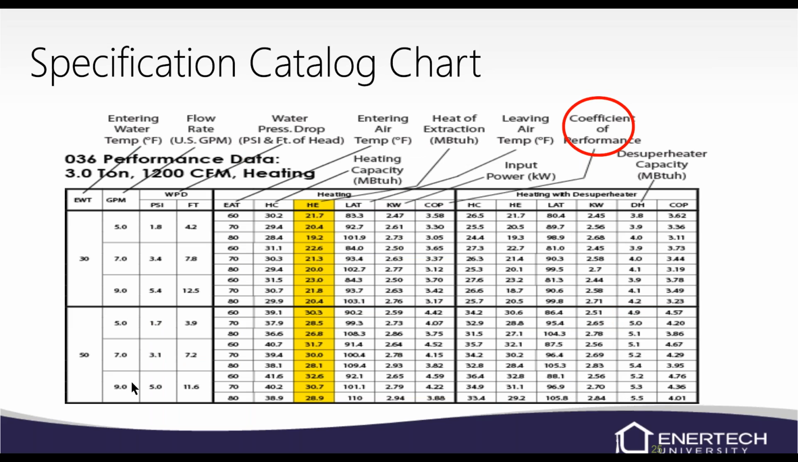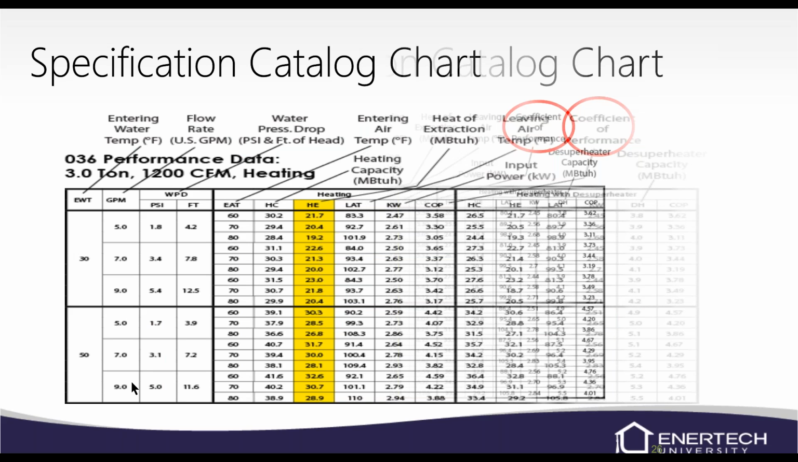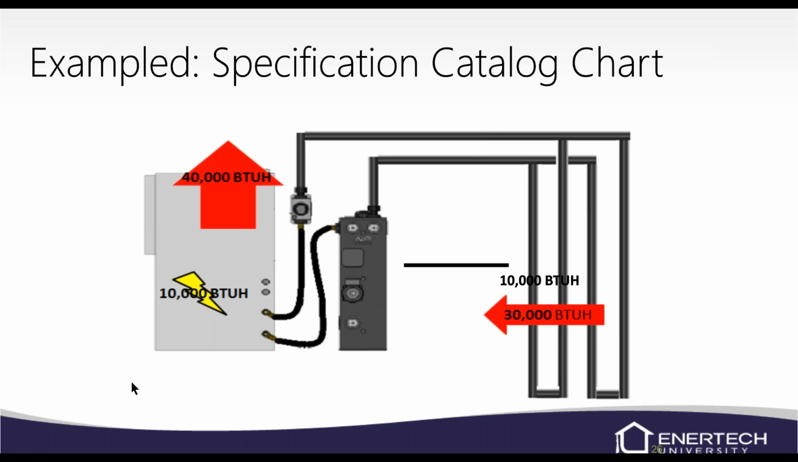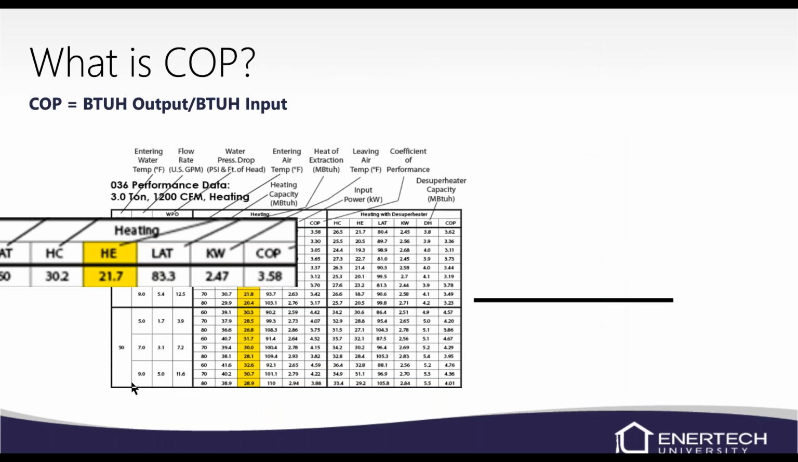COP is how efficient the unit is, coefficient of performance. And that's basically energy delivered divided by energy supplied. So we're delivering 40,000 BTUs, and we're supplying it with the compressor and the voltage, which is, in this example, the 10,000 BTUs. Volts times amps equals watts. So energy delivered divided by energy supplied gives us our COP. And this would be a 4.0.